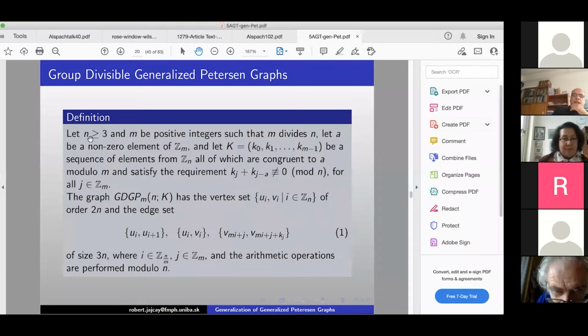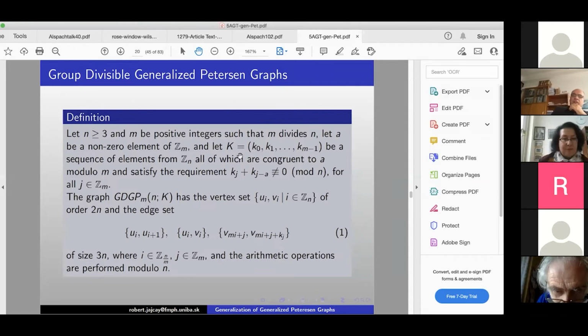You choose the number n. The graph will have 2n vertices, and the outside is a cycle. And then there are the spokes. And then you have a set of m numbers, which determine the neighbors within the inside vertices. And they don't go the way that the generalized Petersen graphs went, and that is in the generalized Petersen, you always added the same number.